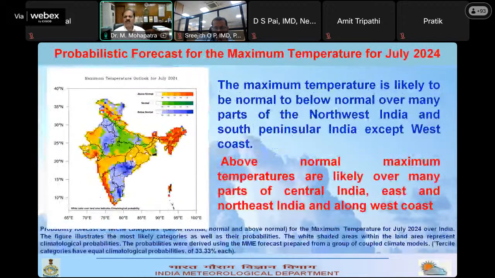Now, this is the maximum temperature that we are expecting. You will find that there is a mixed forecast here. Many parts of Northwest India, we are expecting below normal or normal temperature. Similarly, in South Peninsula, many parts you will find below normal or normal maximum temperature. But in northeastern states, many parts of central India, and the west coast, we are expecting above normal maximum temperature.